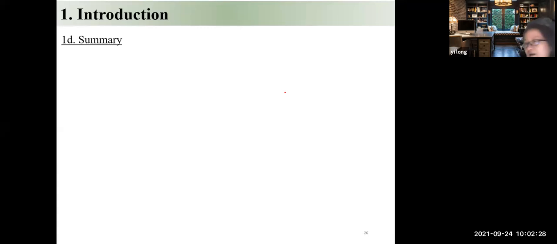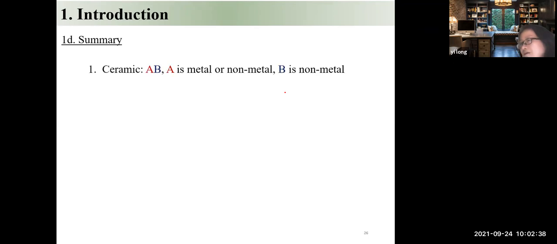Summaries. You have a take-home point page, right? So can you please summarize together? Okay. First of all, what are ceramics? So ceramic is AB. At least AB, you can have ABCD, at least AB. So A is metal or non-metal, B is non-metal, which means no matter what, you have to have at least one non-metal. Okay, very simple, at least one non-metal, then it's ceramic.